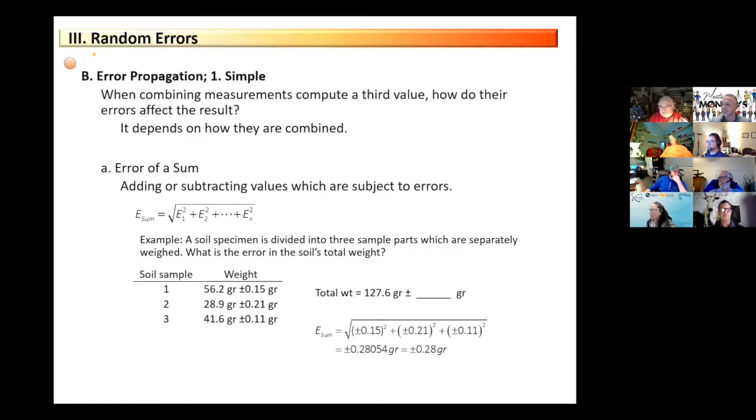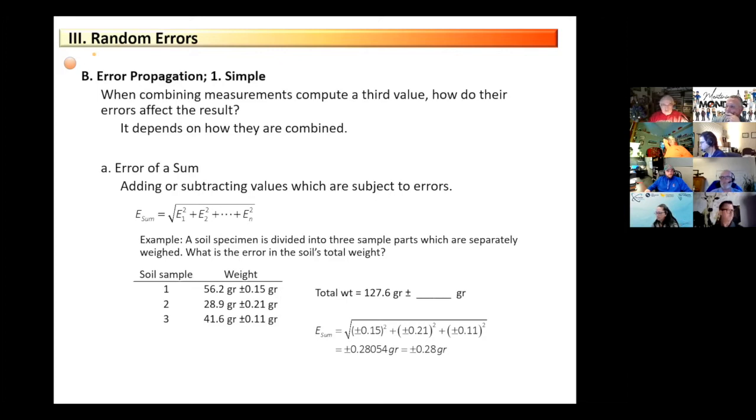Error propagation is where we take the behavior of individual random errors and combine them with other numbers that have random errors, and then we come up with a result. How do those random errors affect those results when we get done computing or manipulating them? There are a lot of different ways that errors can propagate, depending on how the numbers are combined. Some of the more common ones, which we see as recurring themes in surveying, is the error of a sum. It comes into play whenever we're adding or subtracting numbers that are subject to errors, and we come up with an answer.